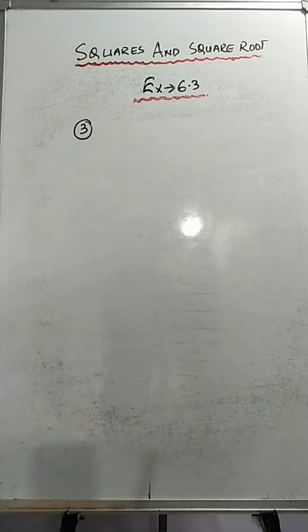Students, now in this session I will explain question number 3 and 4 of exercise 6.3 of chapter squares and square root. Now in question number 3 what we have to do is find the square root of 100 and 169 by the method of repeated subtraction.